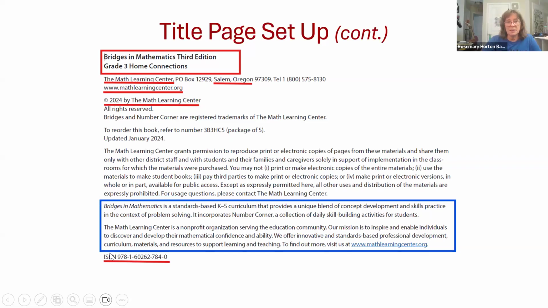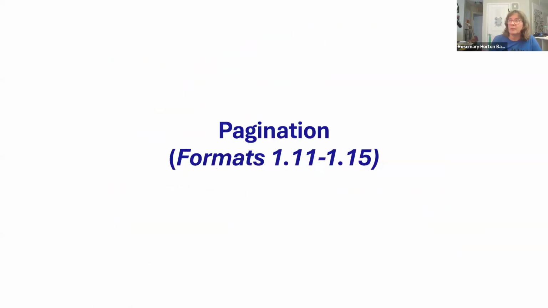The blue box is around material that I thought might go on the second page. It's information about the series and the organization. Some of this I think is a judgment call, but Formats has instructions on what to pick for the second page. So we'll demonstrate that later. And any questions there? Shall I go on to pagination?